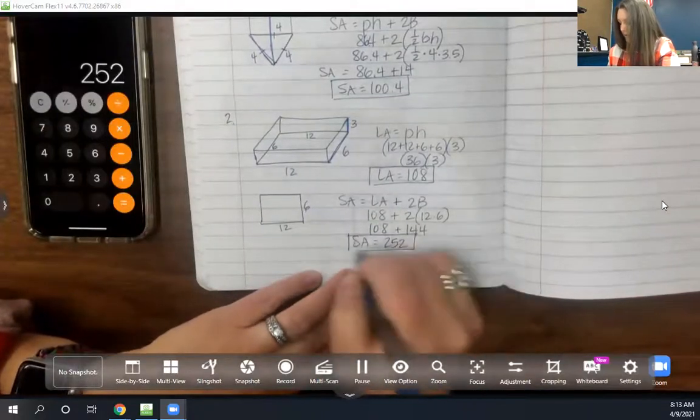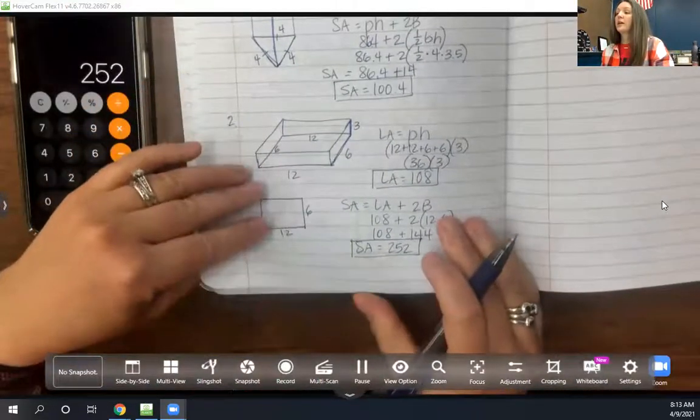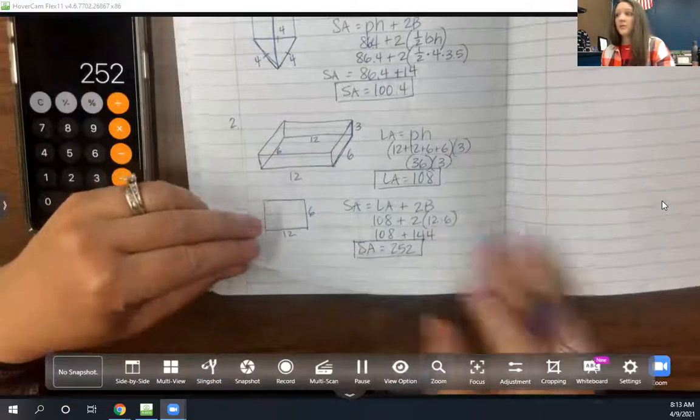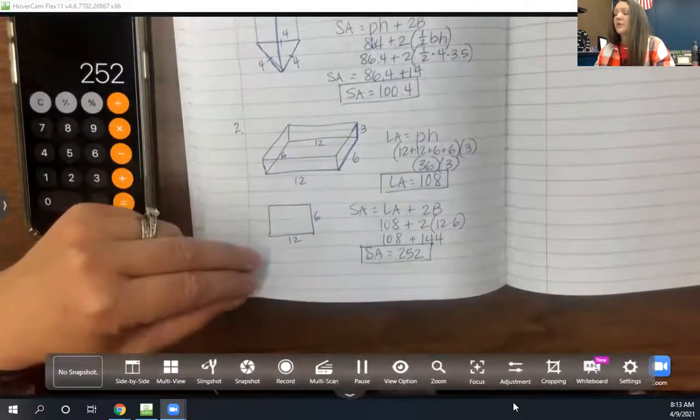All right, so these two, lateral area and surface area, apply to all prisms, right? All prisms. All right, so we have some practice to do, and I'll see you in class.